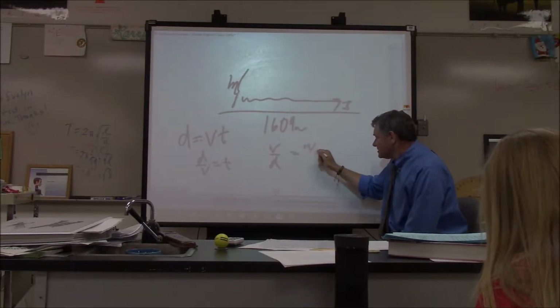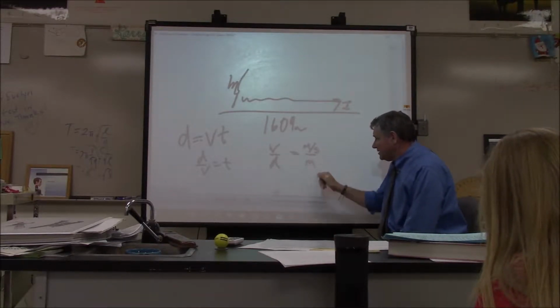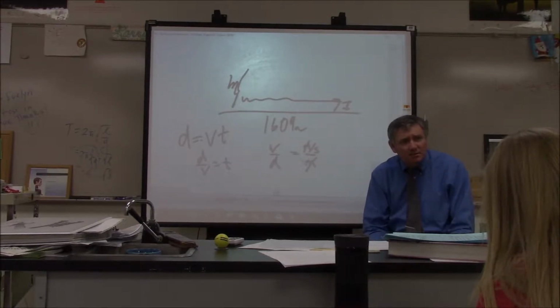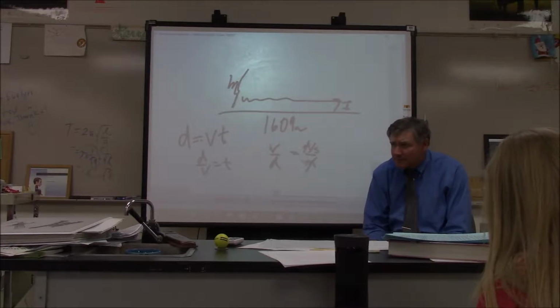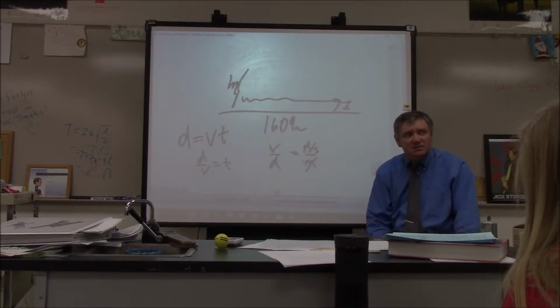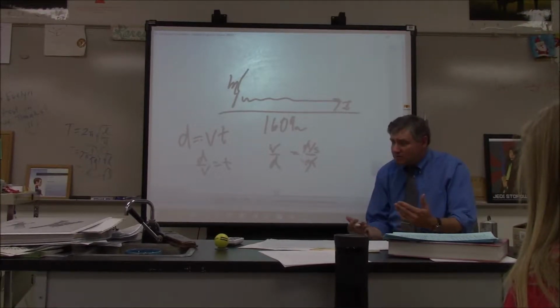This is meters per second divided by meters. Well, the meters cancel out, but do you get seconds? No. What do you get? The inverse of seconds. You get 1 over seconds. Okay? 1 over seconds is not seconds. Now, here's what you cannot do.